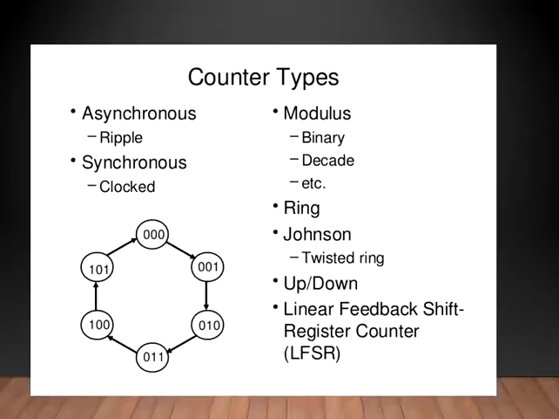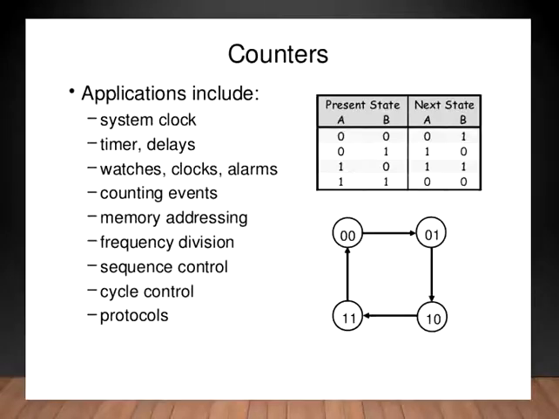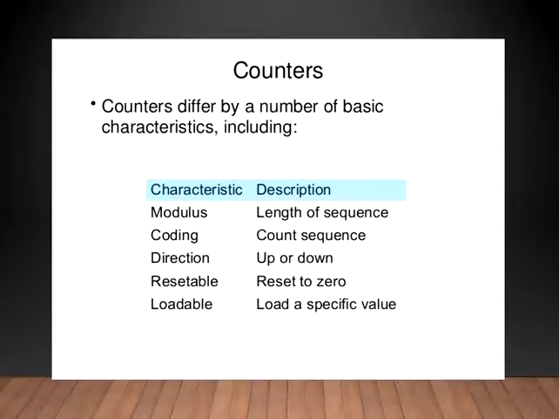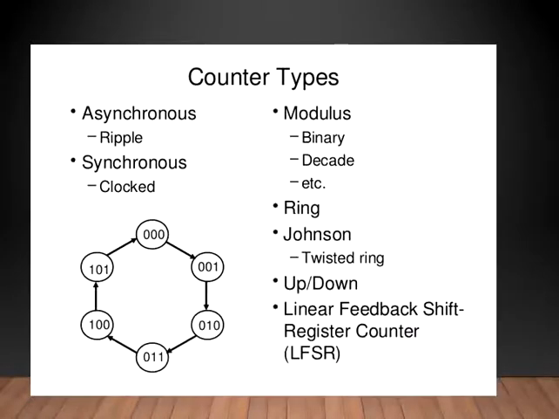Now coming to the types of counters. There are basically two types of counters: asynchronous counters and synchronous counters. Synchronous counters are the clocked counters, whereas the asynchronous counters are the ripple counters. Moreover, we can also have counters based upon the modulus, that is, as we have seen in this particular slide, modulus corresponds to the length of the sequence. So based on the modulus we can have it as a binary counter, a decade counter, or a mod 5, mod 6 counter, and so on.